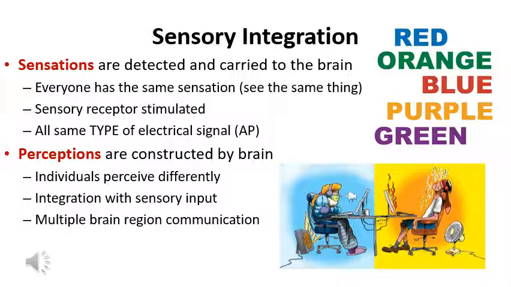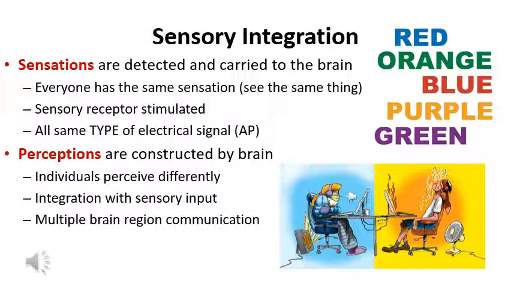And so we depend on the fact that our brain is doing an adequate and accurate job in interpreting that. So perceptions are constructed by the brain. Perceptions are degrees of intensity of a particular stimulus. And every single one of us perceives these a little bit differently. Integration is a consequence of sensory input, and it generally involves multiple brain region communication.